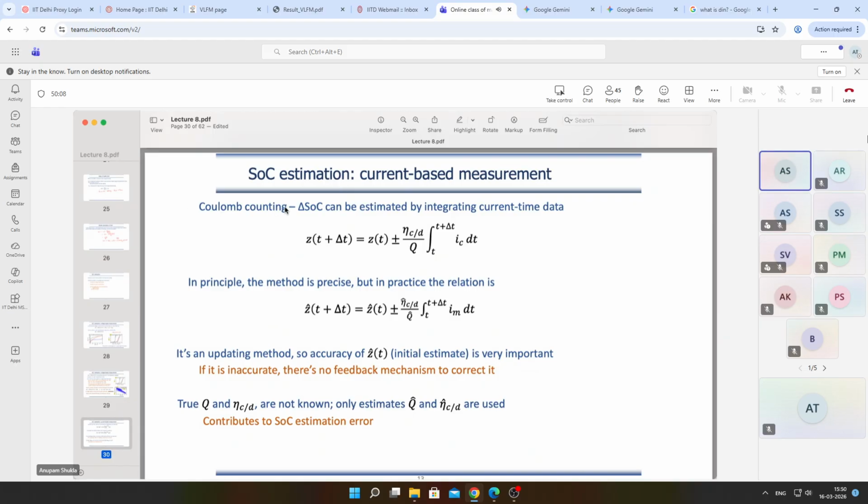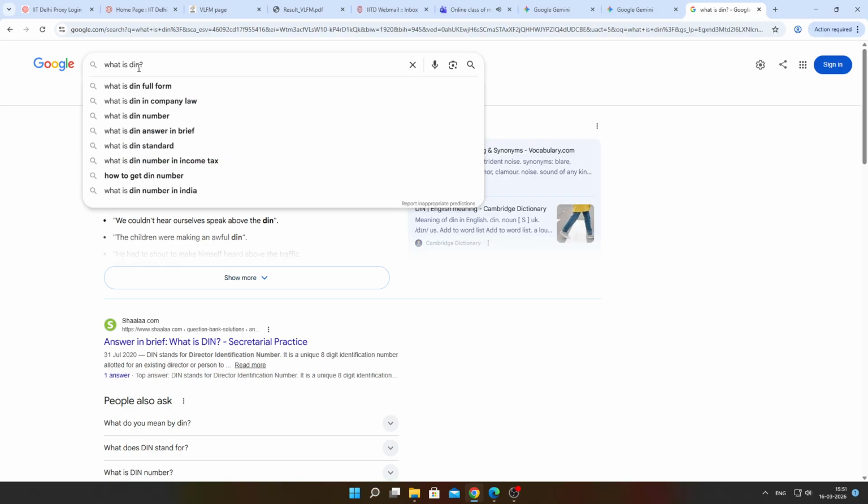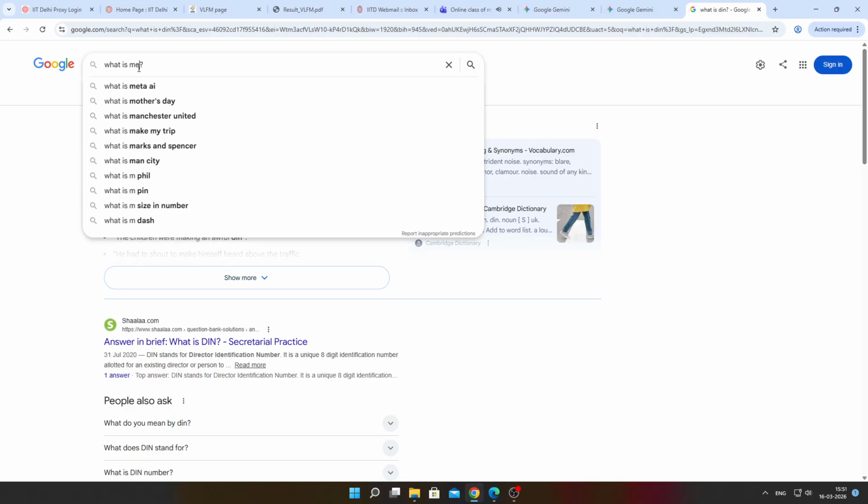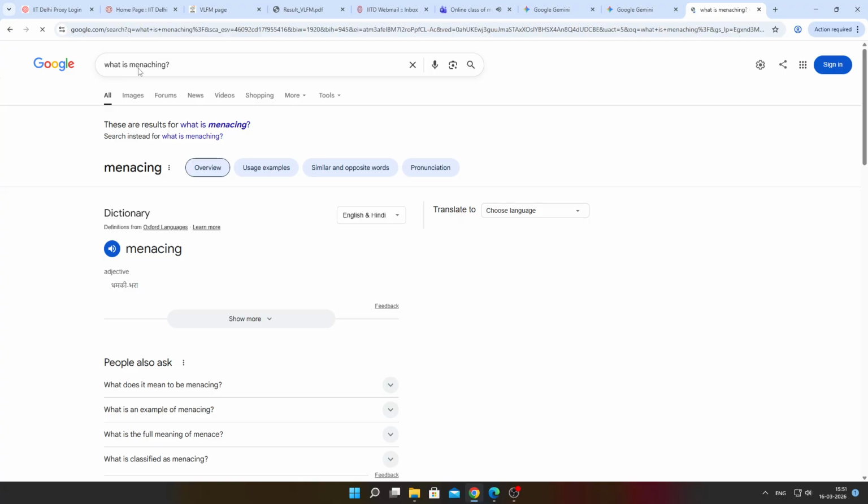Okay, and these methods are also, the jargon used is Coulomb counting. Okay, what is this method based on? It is based on the fact that the amount of charge is simply the integral of the current over time. Okay. So the idea is that whatever is the change in SOC, remember that we start with the change in SOC. So it's an updation method.